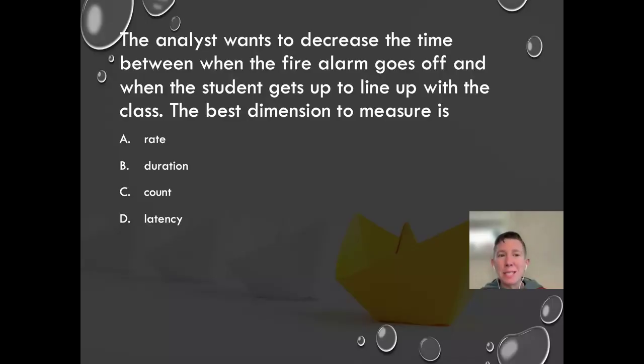So the analyst wants to decrease the time between when the fire alarm goes off and when the student gets up to line up with the class. The best dimension to measure is, and we have four options: rate, duration, count, or latency. So the correct answer is D, latency.